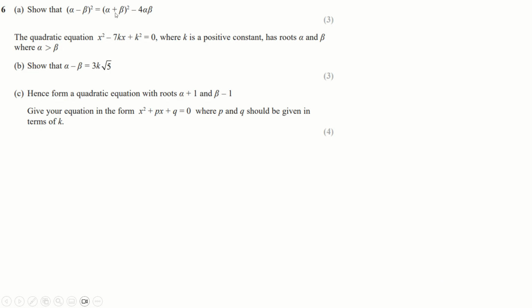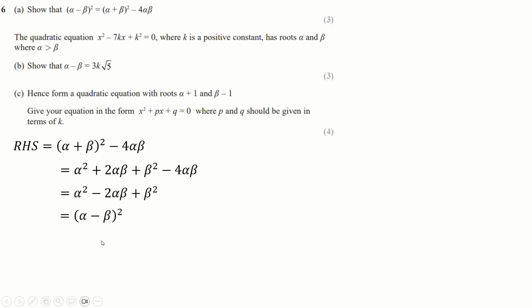So let's start here, because it's got a couple of terms. Let's start with the right-hand side equals this. Expand this out: alpha times alpha plus beta times beta plus 2 lots of alpha times beta. This minus this is minus 2 of them, and then that refactorizes into this, which is the left-hand side. Good, and then the quadratic equation, this has roots alpha and beta.